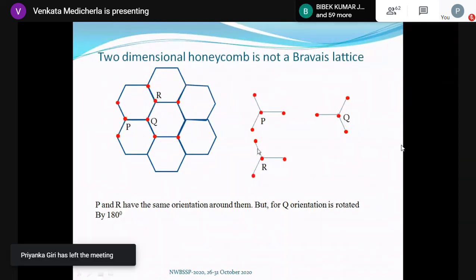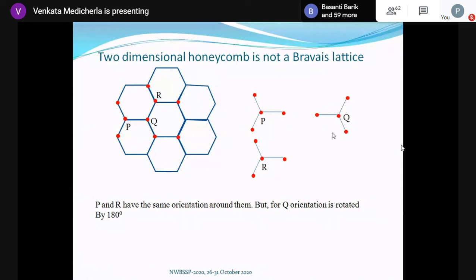Point P and point R have the same symmetry, the same orientation. But point Q has an inverted orientation. If you rotate the orientation at point P by 180 degrees, then you get point Q. That means P and Q do not have the same symmetry.